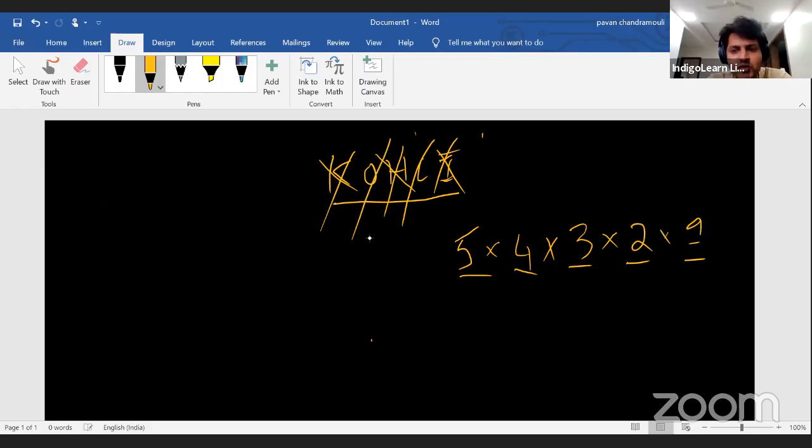You can see 5 into 4 into 3 into 2 into 1 is nothing but 5 factorial, which is nothing but 5P5 if you do the simplification. So whether you use the concept of counting it individually or whether you use the formula, we get the same answer. 5 factorial is 120. So there are 120 different words that we can create using the letters of the word Kohli.